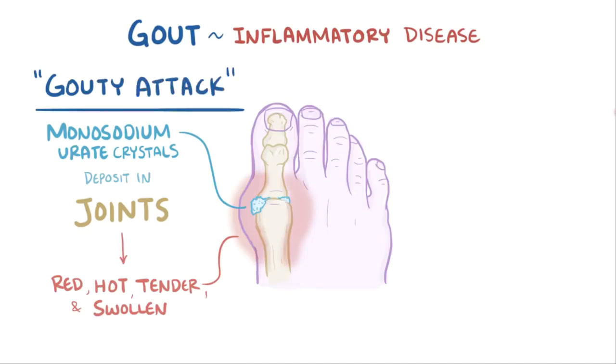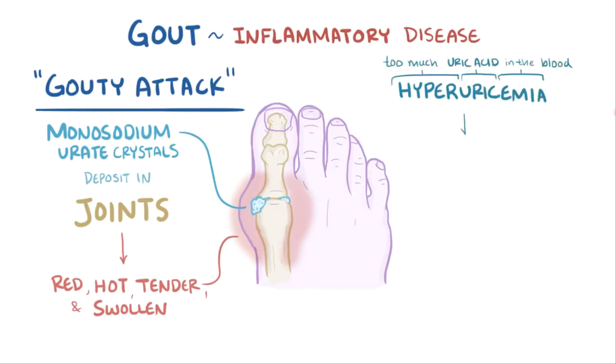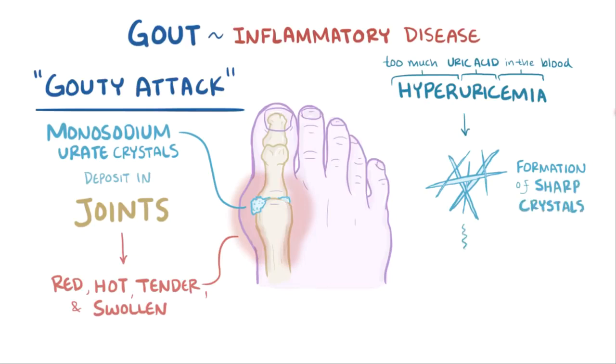The underlying cause of gout is hyperuricemia, too much uric acid in the blood, which results in the formation of sharp, needle-like crystals in areas with slow blood flow, like the joints and the kidney tubules. Over time, repeated gouty attacks can cause destruction of the joint tissue, which results in arthritis.